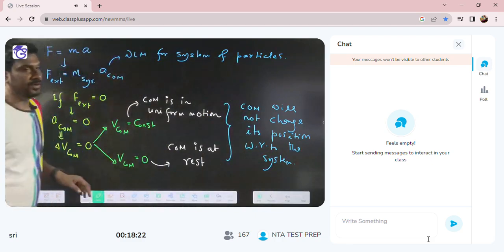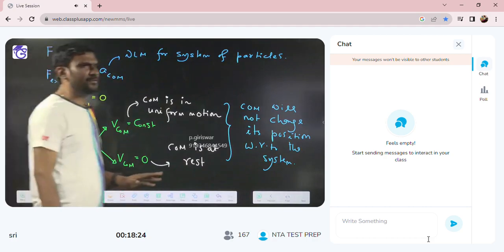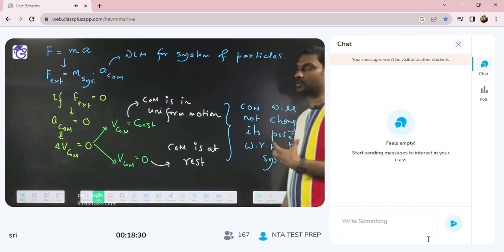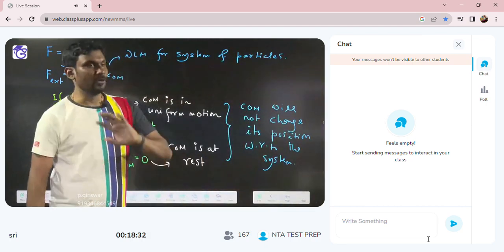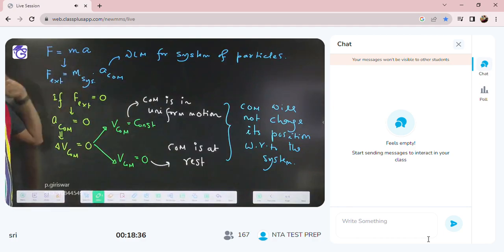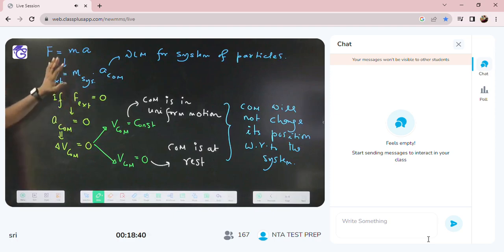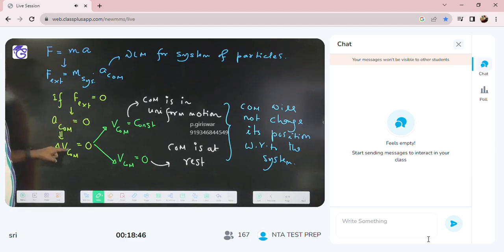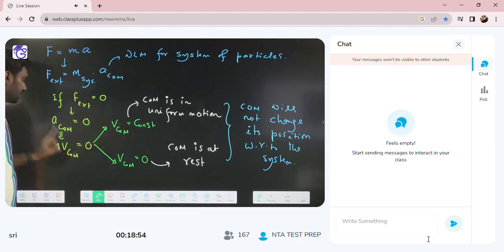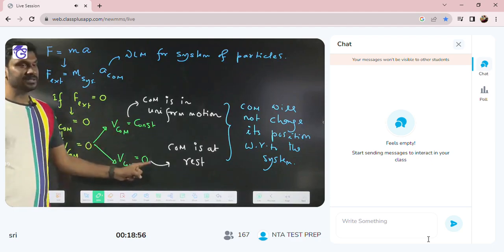Very interesting points, all theoretical points, very important for exams. Whenever you get theoretical questions, understanding is very important. You have to know physics as physics, not through any other terms. So I repeat once again: F external equal to mass of the system into acceleration of the center of mass. If F external equal to 0, then acceleration of center of mass is equal to 0. If it is 0, then change in velocity of center of mass is also 0. It gives us two possibilities: either V center of mass equal to constant, then also delta V is equal to 0, or V center of mass is equal to 0.